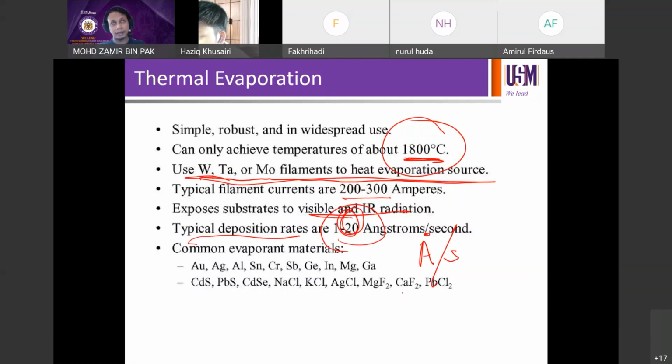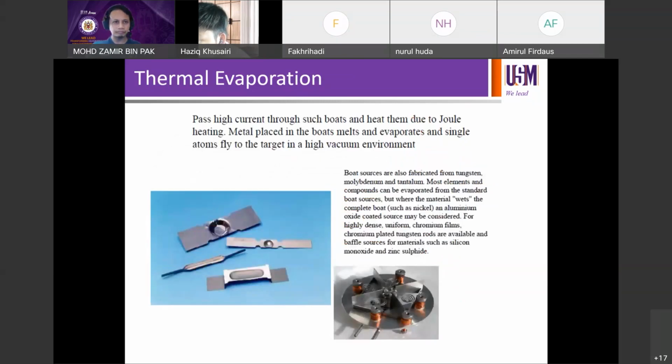It's about 1 nanometer is 10 angstrom. Okay. Common evaporator materials, that's gold, silver, aluminium, tin, and so on. And you can also evaporate compounds.